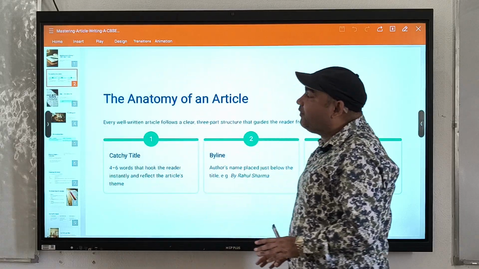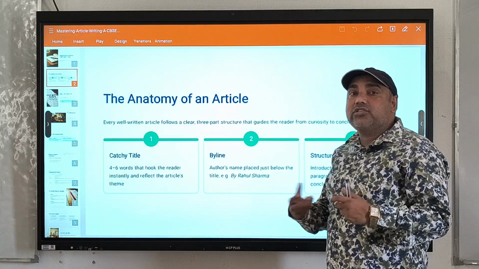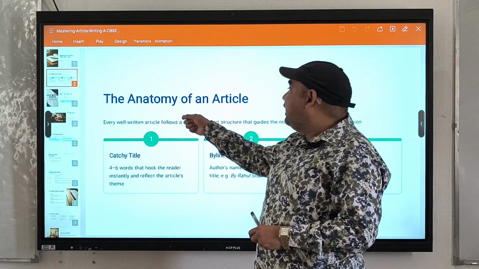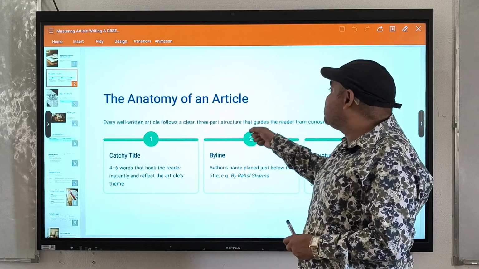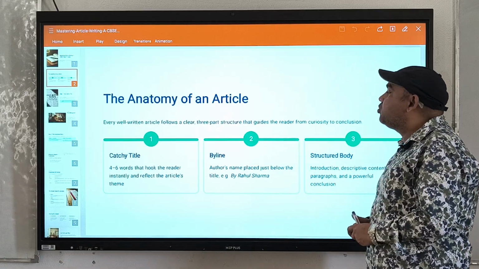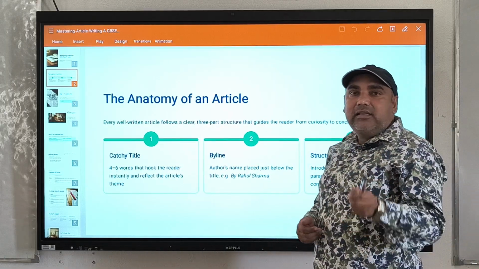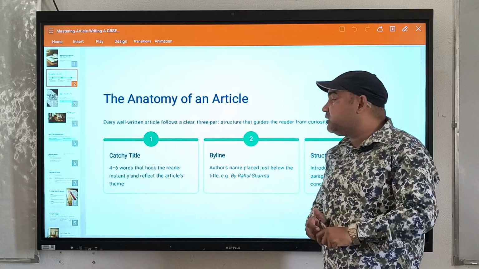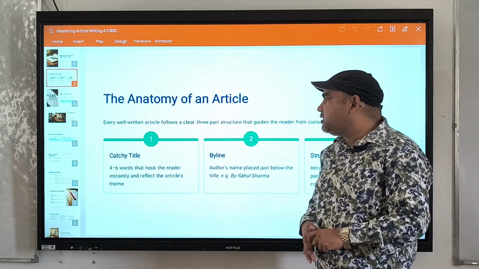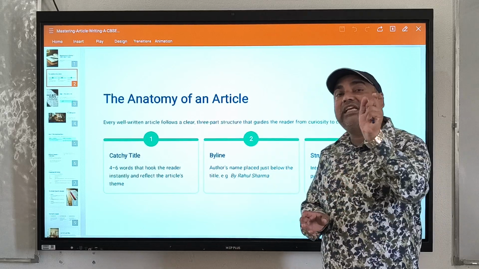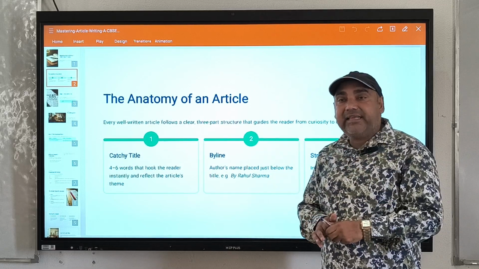The anatomy of an article. Anatomy means the knowledge of the structure of an article. Every well-written article follows a clear three-part structure that guides the reader from curiosity to conclusion. Catchy title. The title must be catchy so that the reader is fascinated by it. Four to six words that hook the reader instantly and reflect the article's theme. The title must be like that.